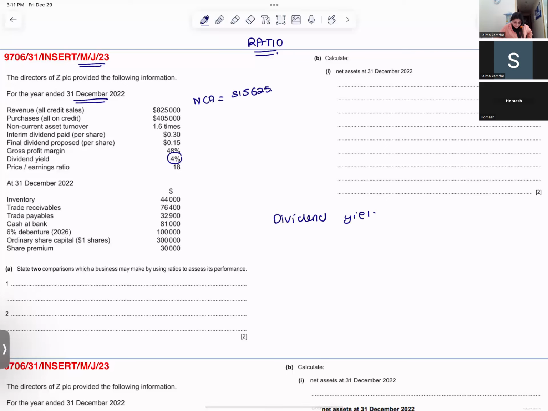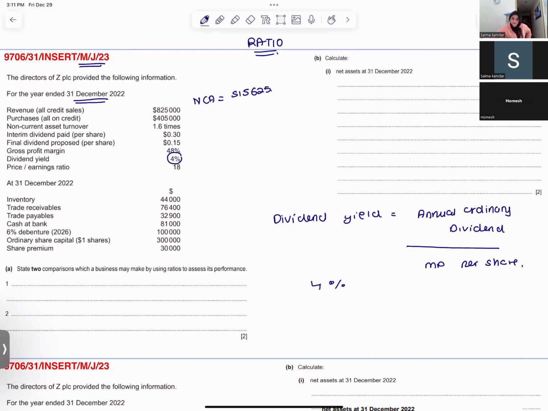Can you give me the formula for dividend yield? Yeah, miss, just a second. So dividend yield formula is, it is annual ordinary dividend per share divided by market price per share. So dividend yield is how much? 4%. 4% by market price per share.